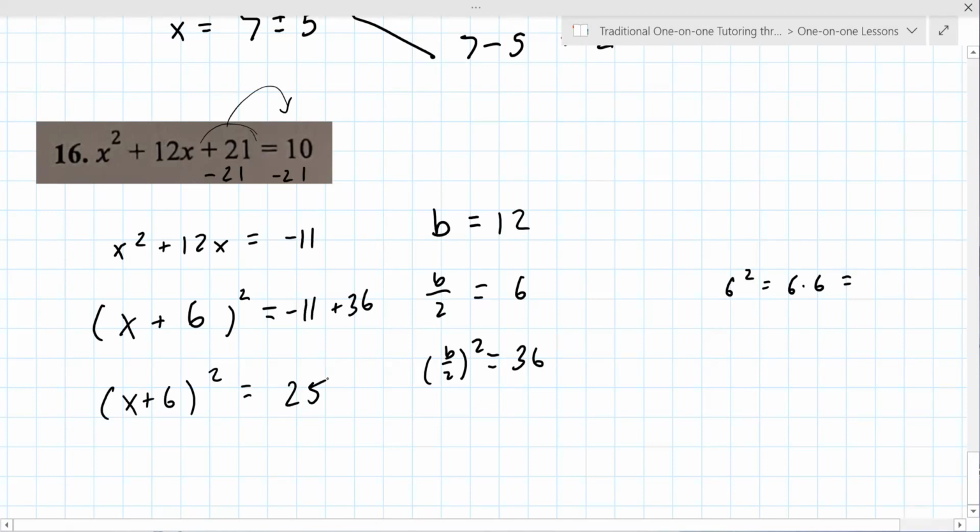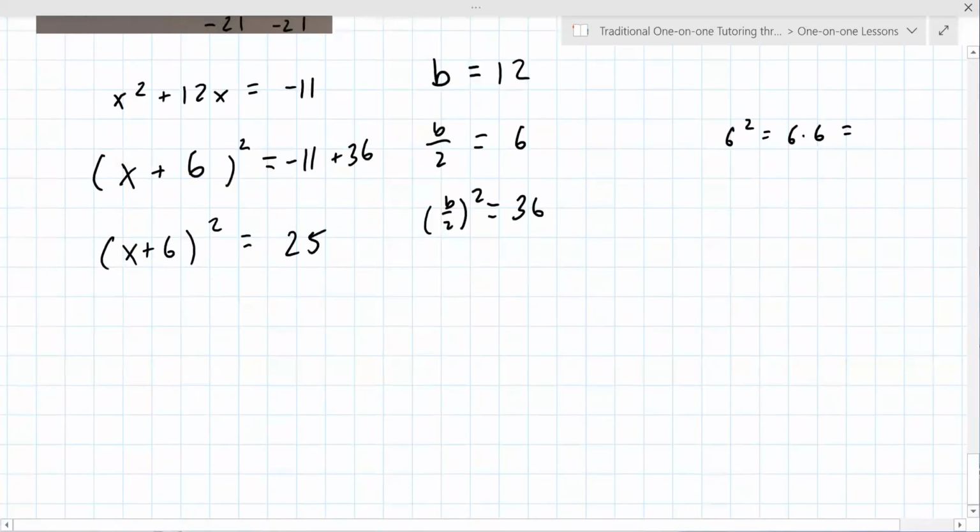And then this 36 goes on the right. So you're left with x plus 6 squared equals 25. We've done several problems where we've gotten up to this step. I want you to try solving it from here on your own.